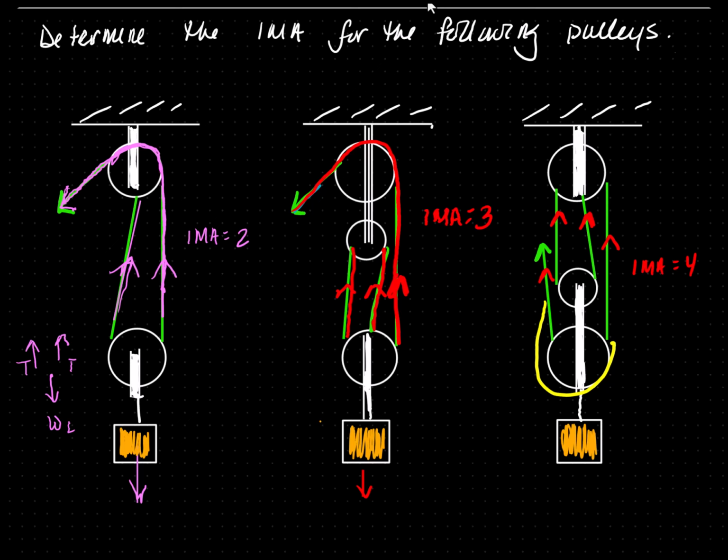So for IMA, it's always distance of effort divided by distance of resistance. For AMA, it is always force of resistance over force of effort. The only difference in the formula is for pulleys. The IMA of pulleys is equal to the number of strands or the number of tension forces.